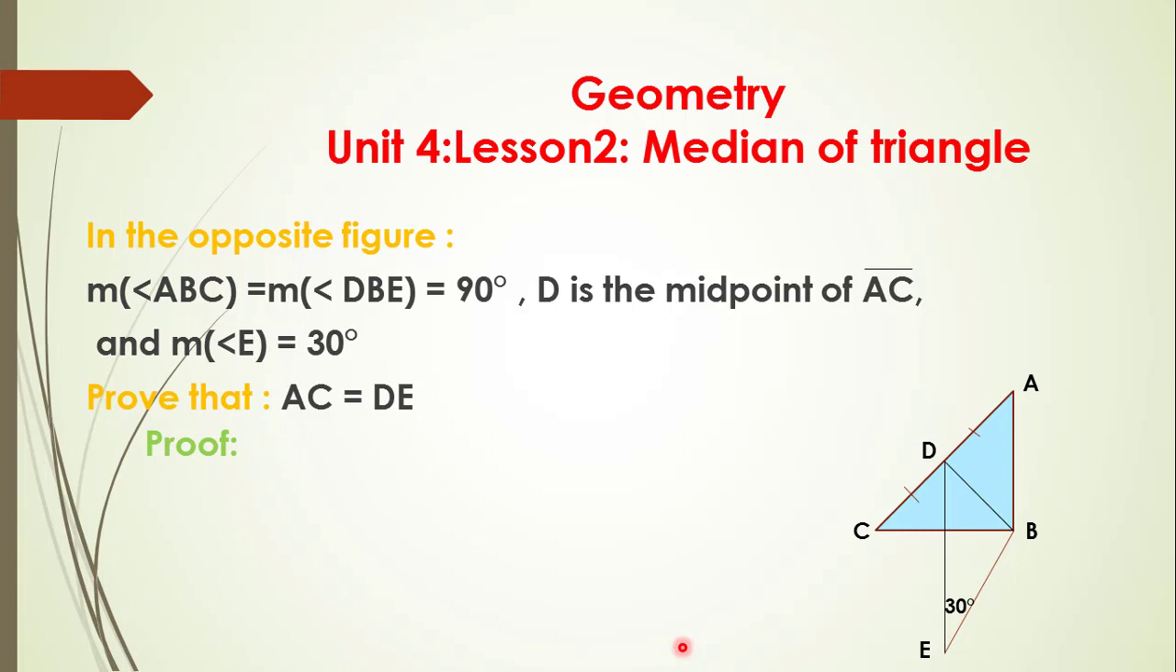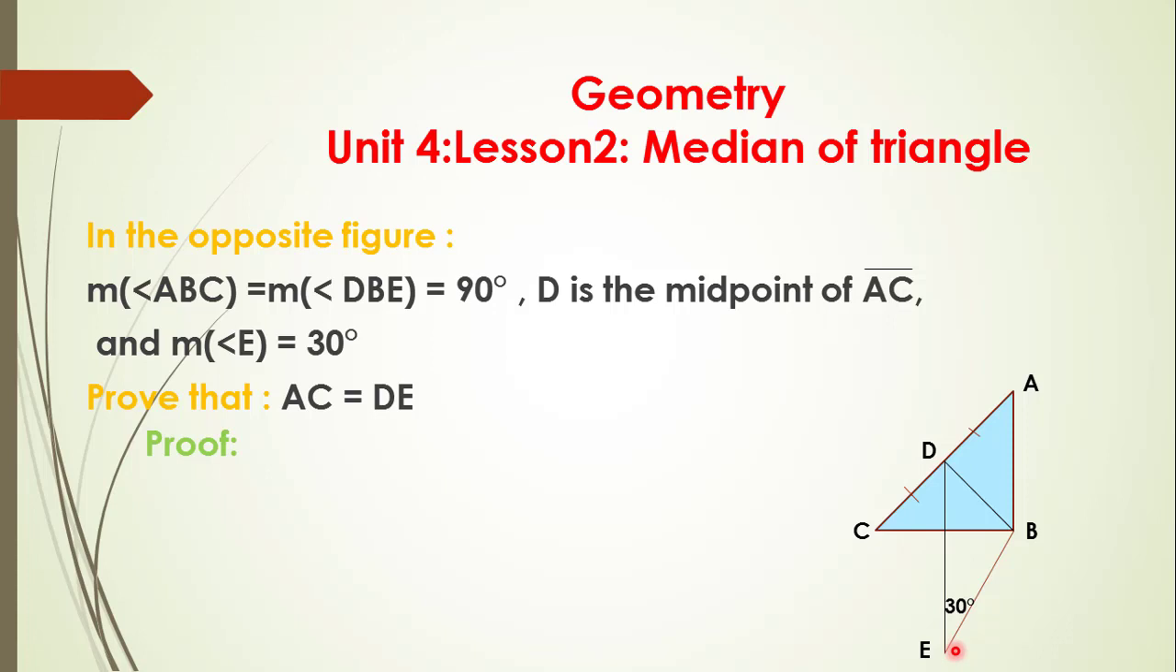Okay, let's take one more exercise. In the opposite figure, we have the measure of angle ABC and the measure of angle DBE, both right angles. D is the midpoint of AC, the midpoint of the hypotenuse of ABC. Also, the measure of angle E is 30. I want to prove that AC equals DE.